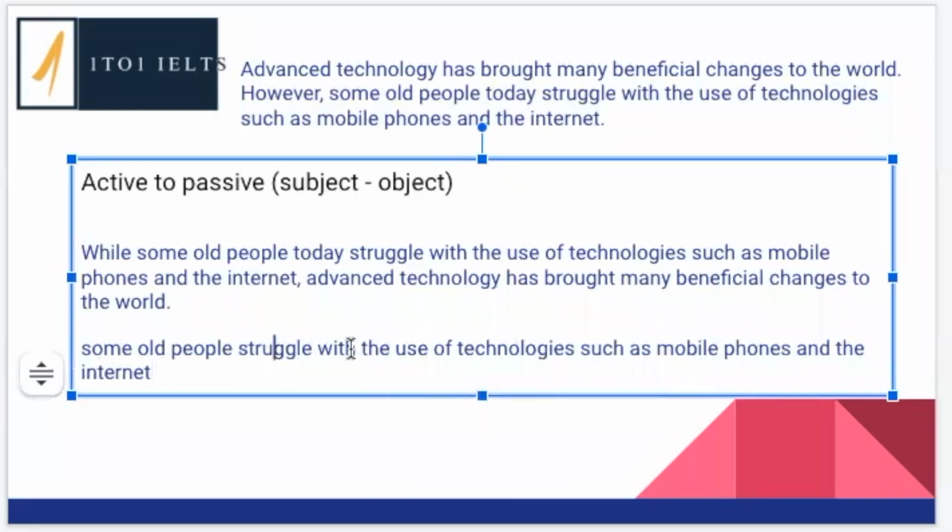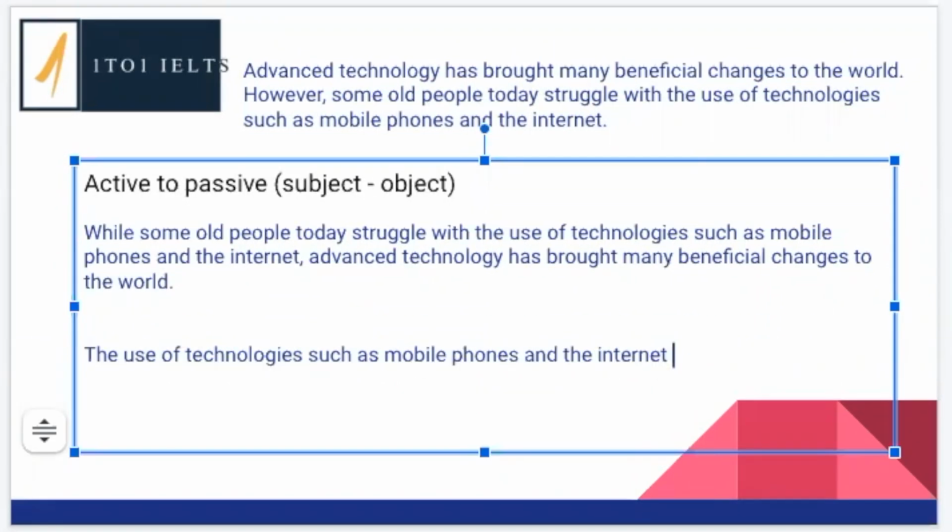Struggle with is our verb, and then our object is the use of technologies such as mobile phones and the internet. So in order to make something passive, we put the object first, we use the verb to be with the past participle of the original verb, and then we put the subject at the end of the sentence. We're going to start with our object, which is the use of technologies such as mobile phones and the internet.